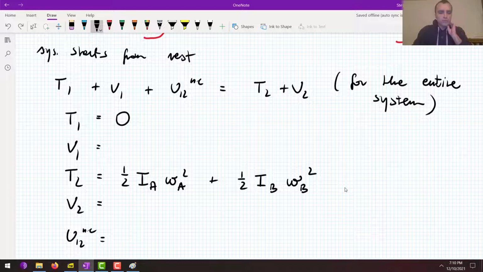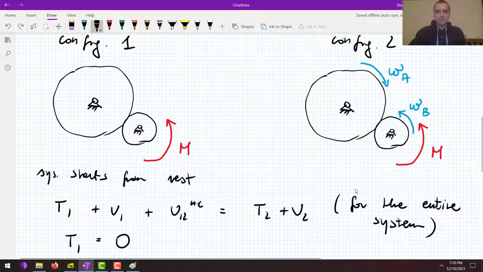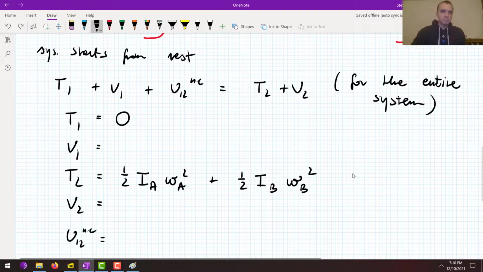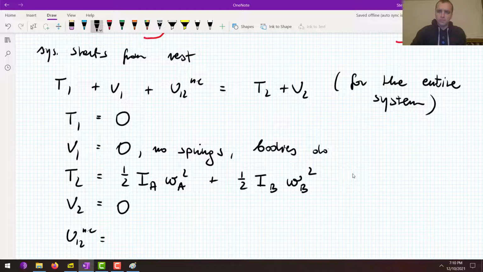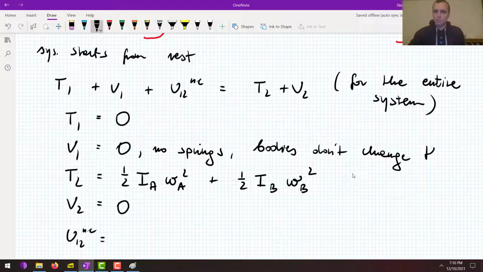Okay, how about potential energy? I think we don't have any springs in the system. No, I don't see any. I also think that our bodies do not change elevations, right? So I can put 0 in here and 0 in here. No springs. Bodies don't change elevation.